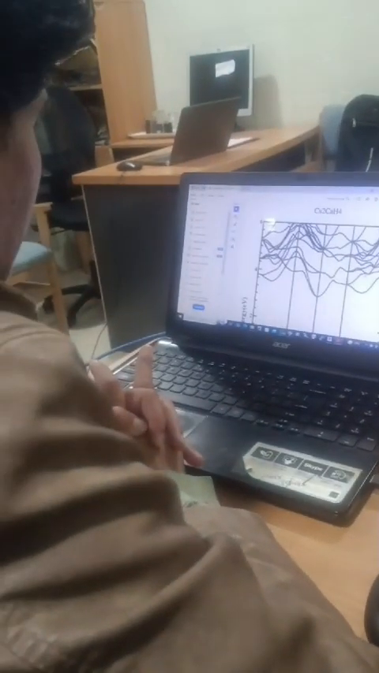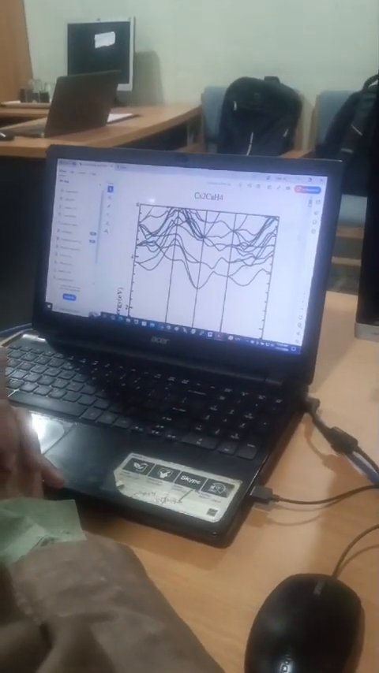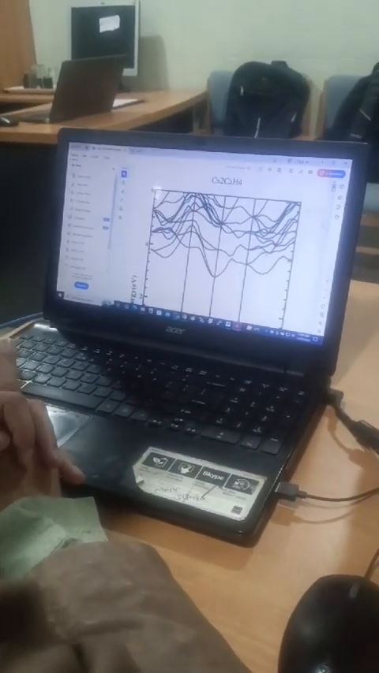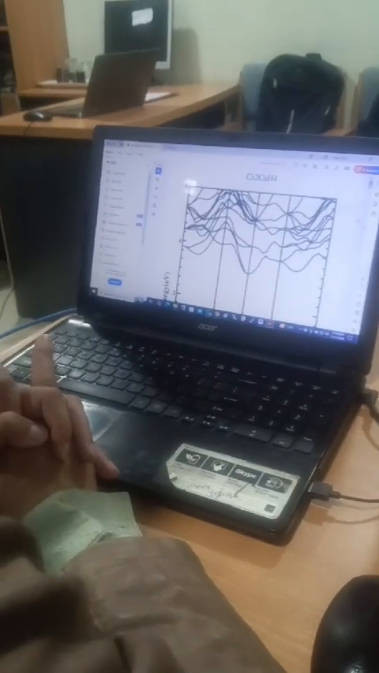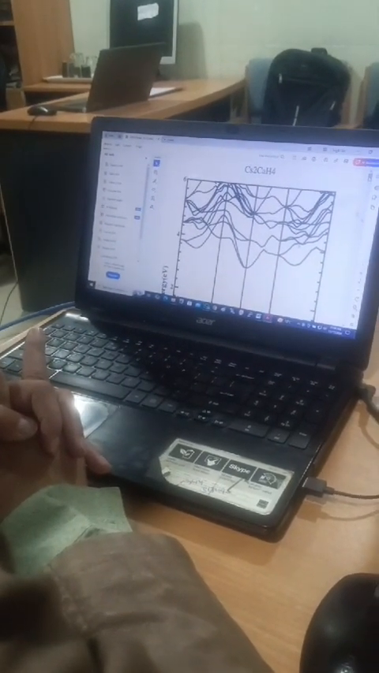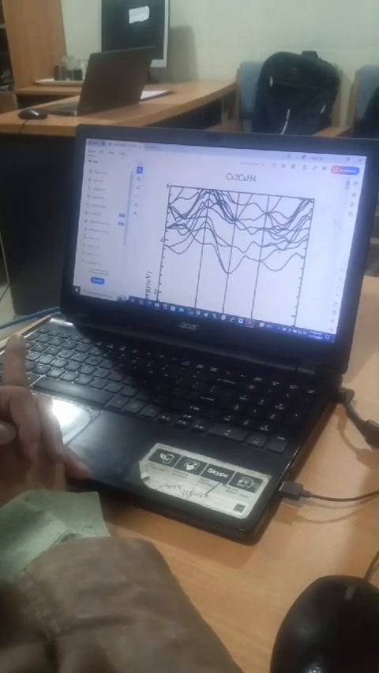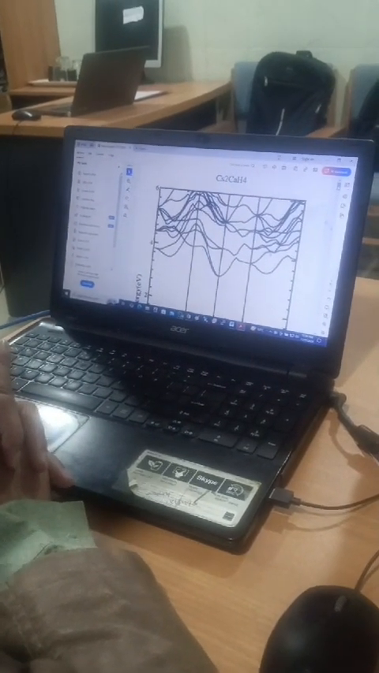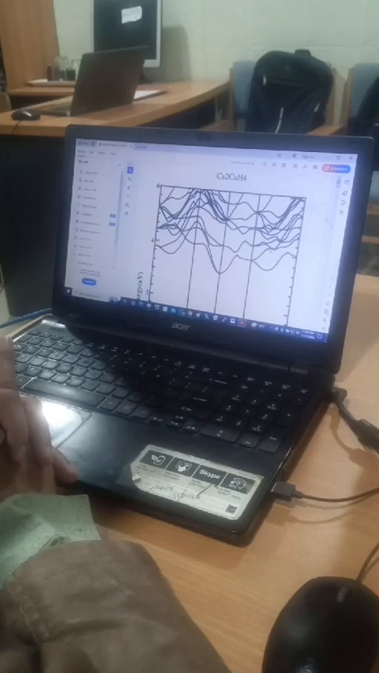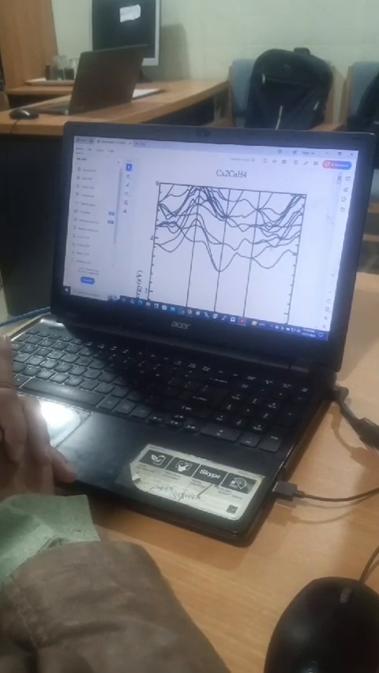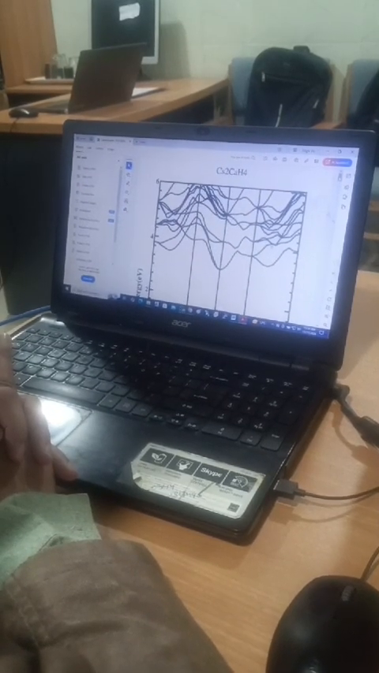We are discussing density functional theory. What is density functional theory? Basically, density functional theory is a tool which is used to predict the properties of a material, such as electronic properties, optical properties, and thermodynamic properties.